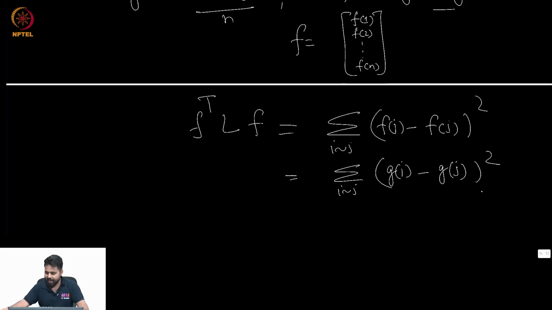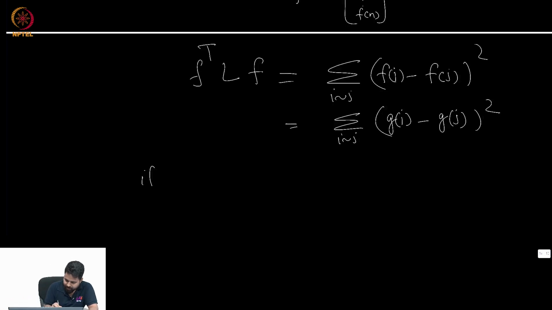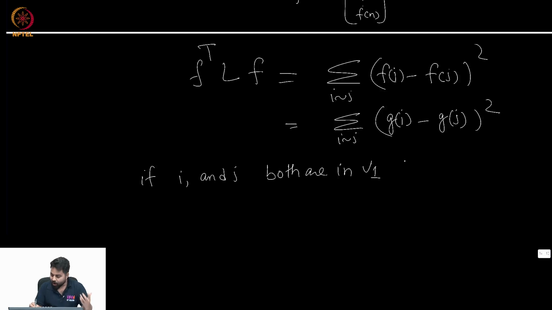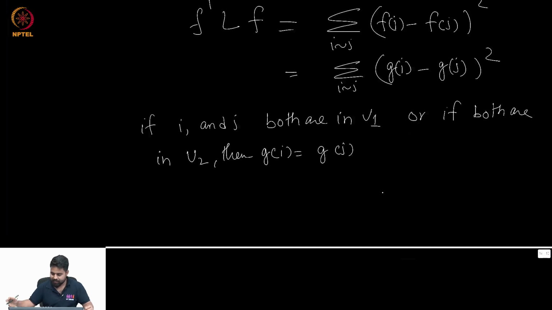Now remember, if i and j are both in V1, or both in V2, then we have seen that g_i is equal to g_j, and in this case this quantity will be 0. Then we have to deal with the other case, so let us consider it.